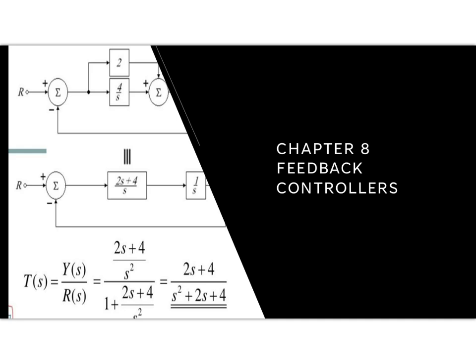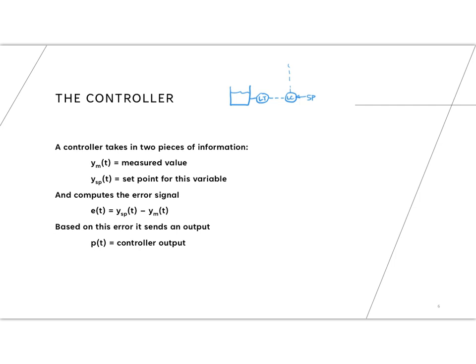We are going to start looking at Chapter 8 on feedback controllers. Let's look at the way that the controller functions. So if we look at our P&ID for a control loop, just a little small snippet of it here, we take a measurement and that measured value is sent into a controller.